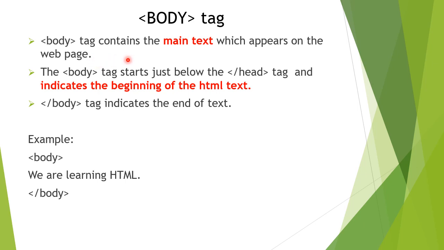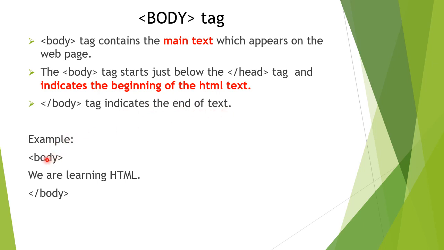So just now we discussed that whatever we write in the head tag will not be visible on the web page. That will be visible on the title bar. Then what will be visible on the web page? Whatever content, whatever text you write within the body tag, that will be visible on the web page. The body tag starts just below the closing tag of the head tag and indicates the beginning of the HTML text. The closing tag of body indicates the end of the text.